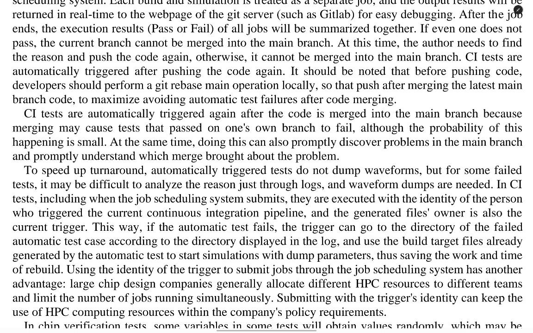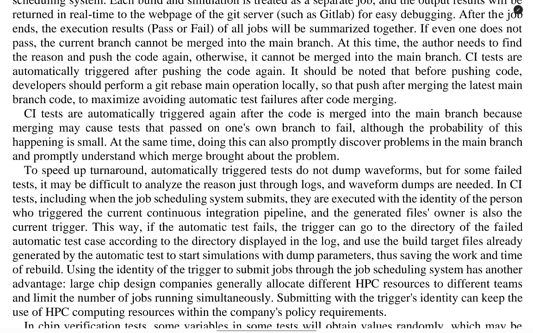The way, if the automatic test failed, the trigger can go to the directory of the failed automatic test case according to the directory displayed in the log, and use the build target files already generated by the automatic test to start the simulation with the jump parameters, thus saving the work and time of rebuild.